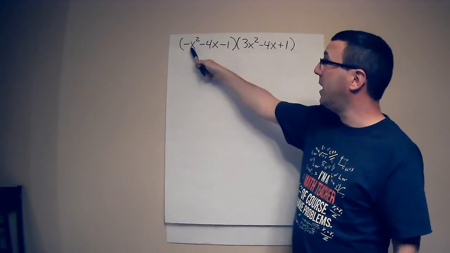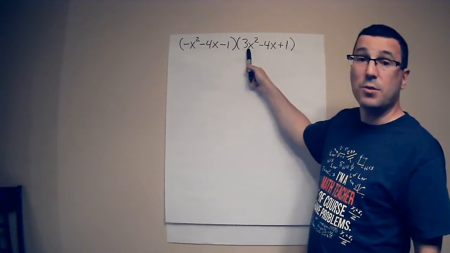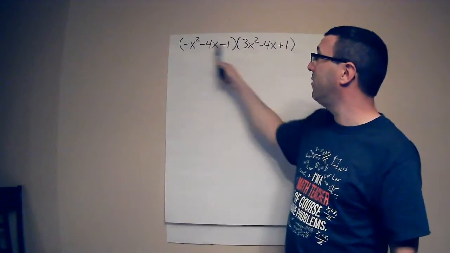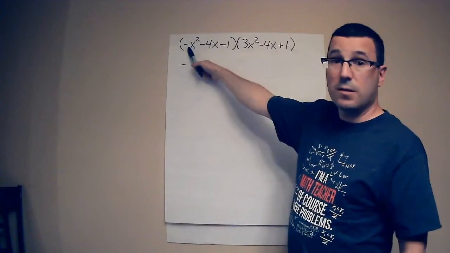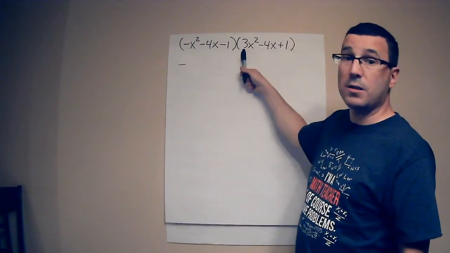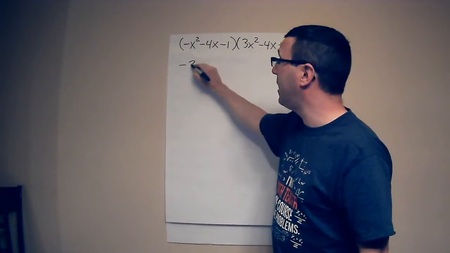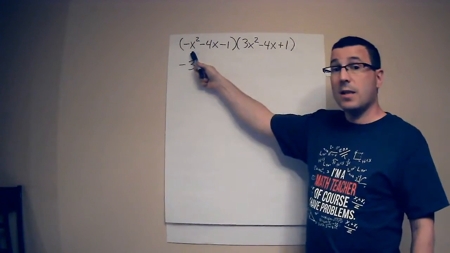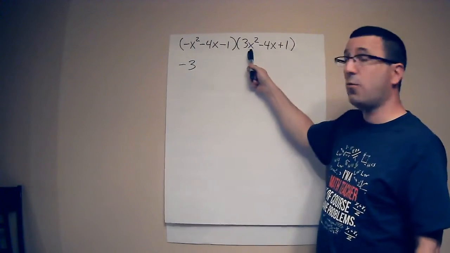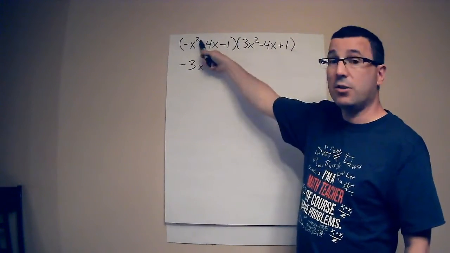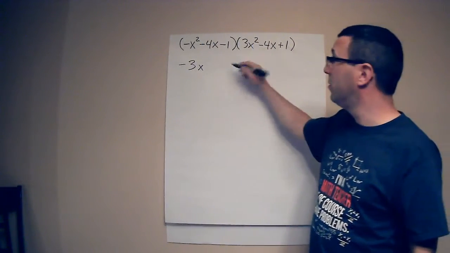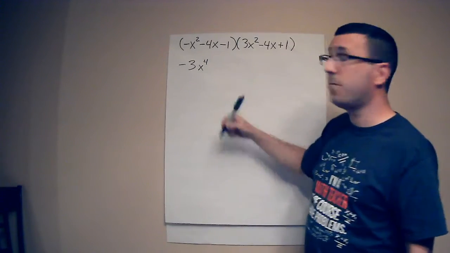So I'm going to do negative x squared times 3x squared. I'm doing a negative times a positive, so that's a negative 1 times a positive 3, so I'm going to have a negative 3. Then I have x squared times x squared. I have to add the exponents. That's 2 plus 2, which gives us a 4.